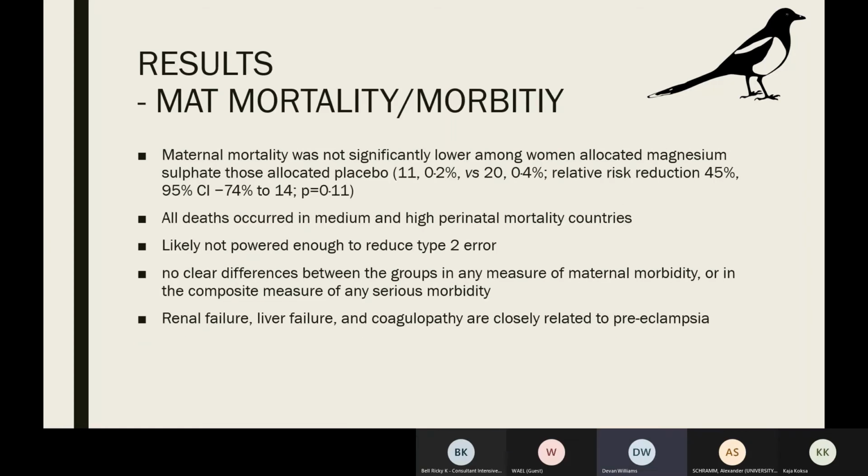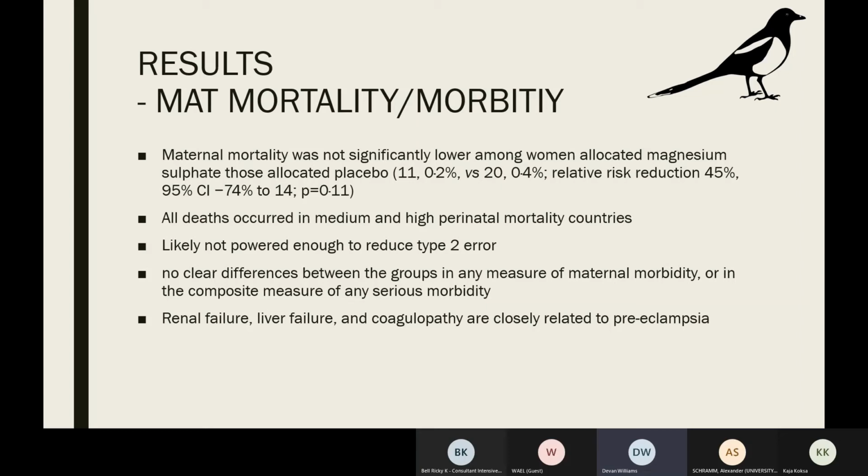From a more patient-oriented perspective, patients will obviously care about their mortality and morbidity risk with regards to magnesium. There was no increase, but also no decrease in mortality risk, and it wasn't statistically significant. I think this might have been a side effect of them stopping the trial early. All the deaths occurred in medium and high perinatal mortality countries, so none of them happened in, for example, the UK or Denmark. And like I said, it's probably not powered enough to reduce that type 2 error risk.